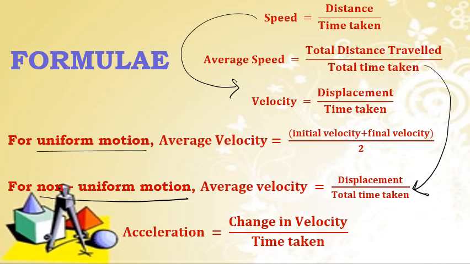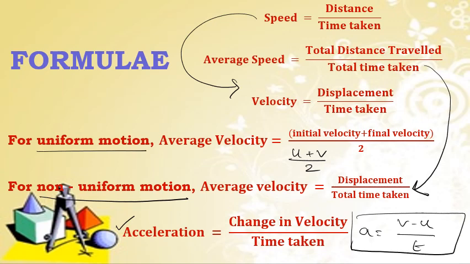But what about uniform motion? It is initial velocity plus final velocity by 2, that is u plus v by 2. Now we have learnt a new formula for acceleration: change in velocity by time taken. Change in velocity is v minus u, so a is equal to v minus u by t. This is a new formula which you have learnt now.